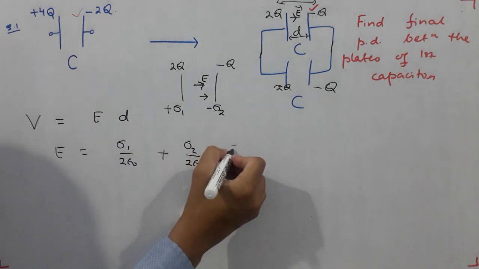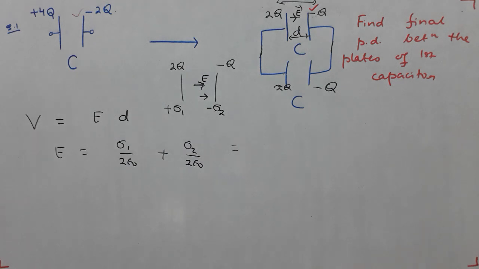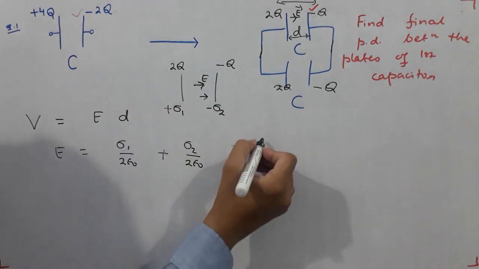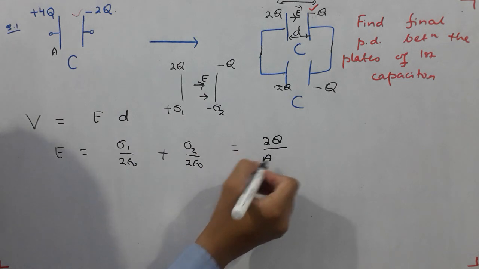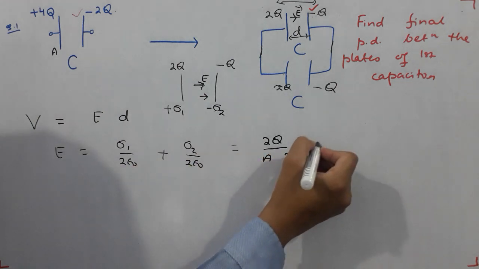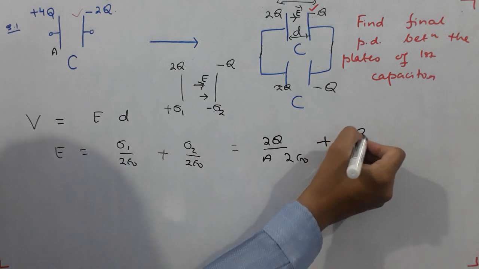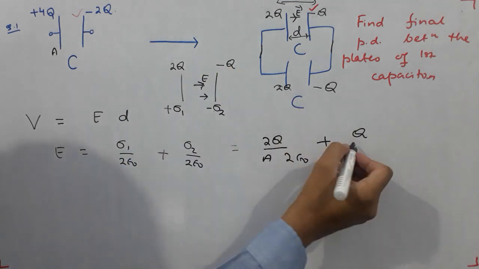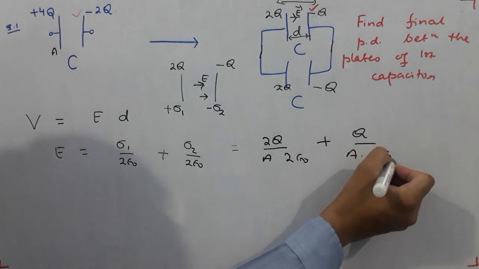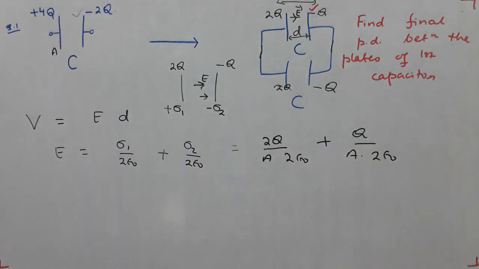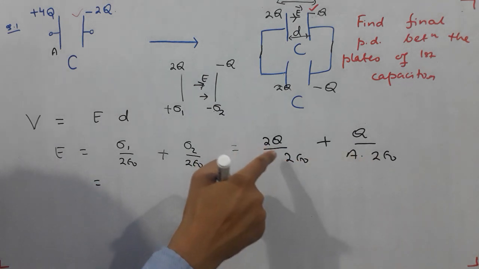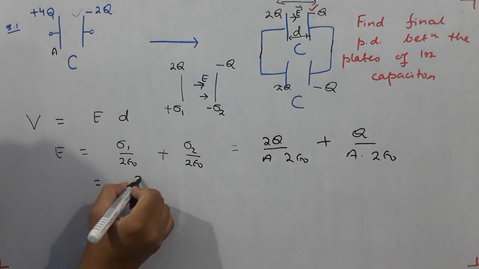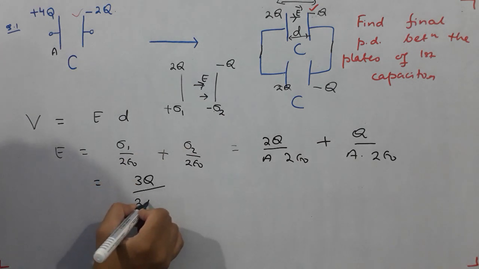Now what is sigma 1? Sigma 1 is the surface charge density on the first plate. So that is charge, that is 2q upon area. Let area of the plates be capital A. And then we have 2 epsilon naught plus sigma 2. Sigma 2 is how much? Minus sigma 2 is minus q by A. So this is q by A times 2 epsilon naught. So this becomes how much? 2A epsilon naught we can take common, or LCM. 2q plus q becomes 3q. So we will be left with 3q upon 2A epsilon naught.